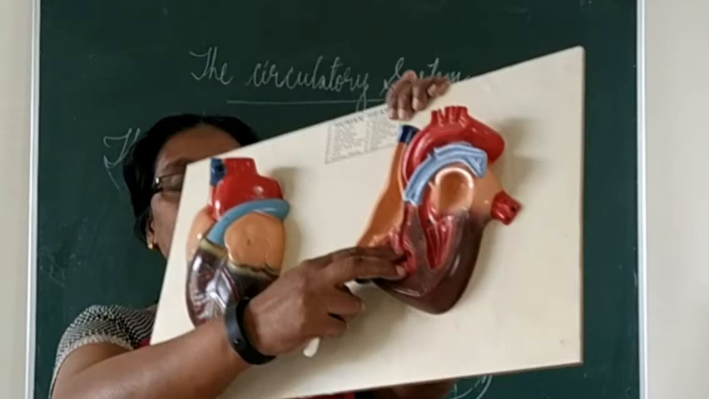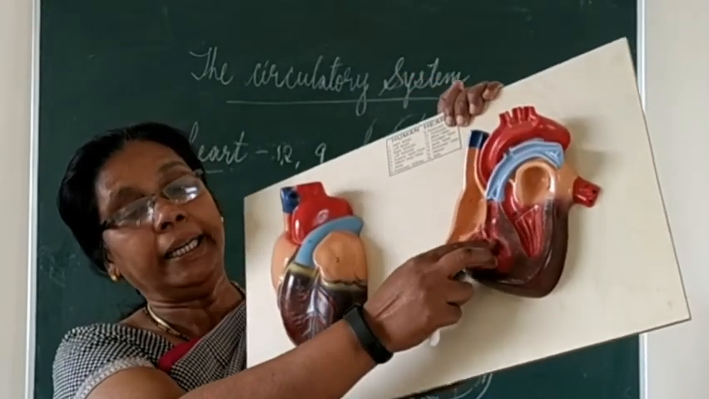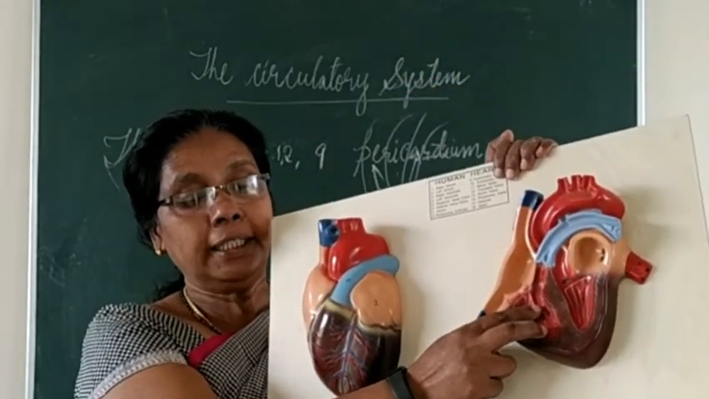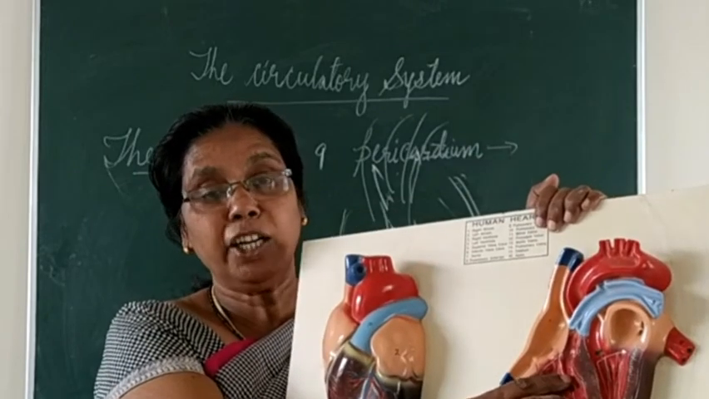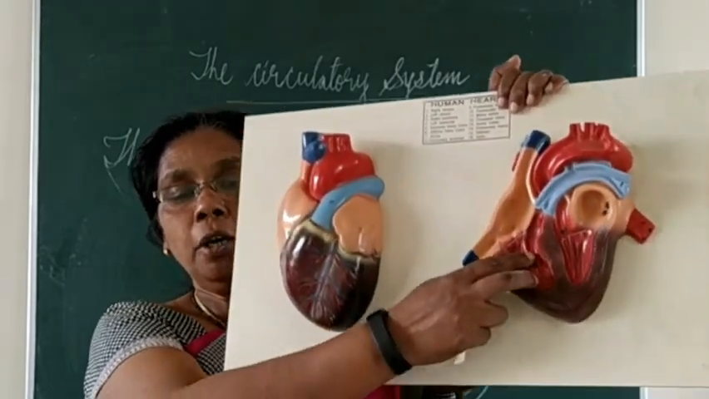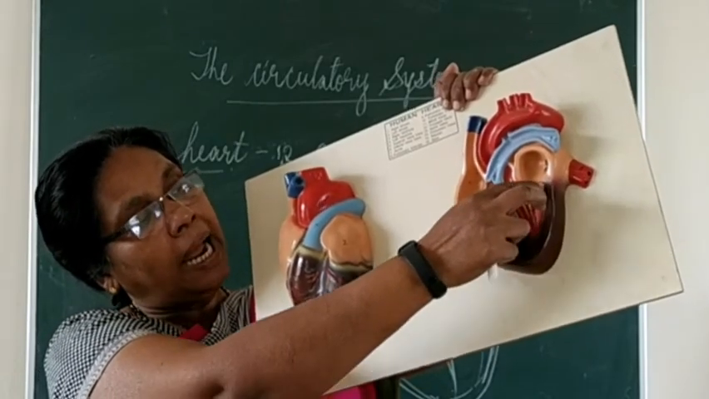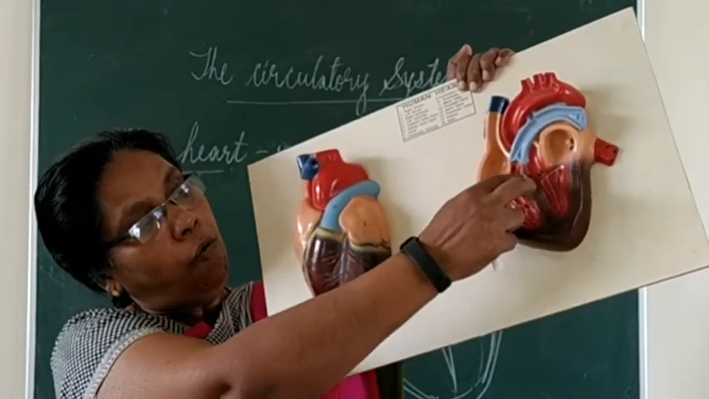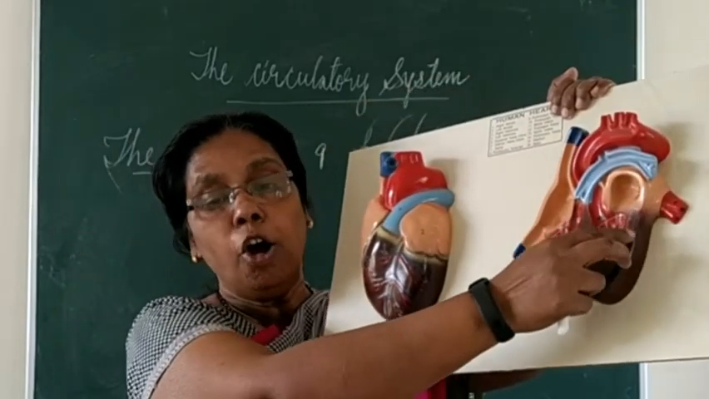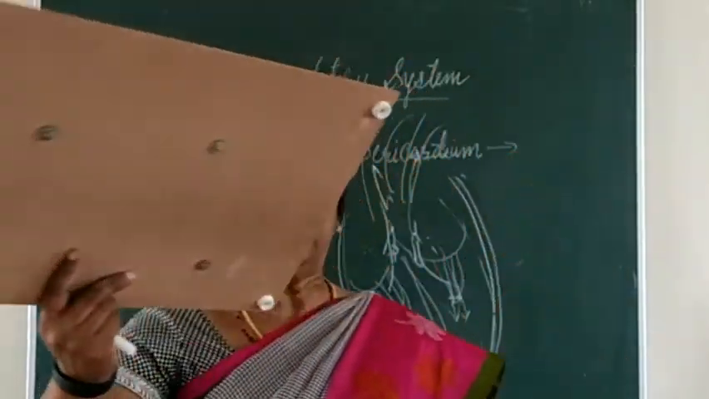Okay, and again this forms a bundle here, that is nothing but the bundle of His. From there it branches and spreads to the walls of the ventricle.